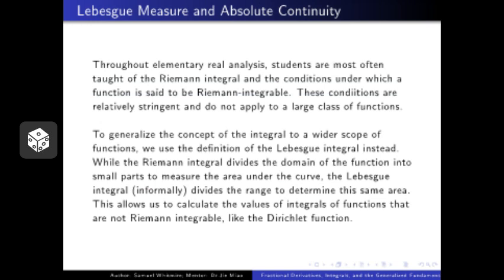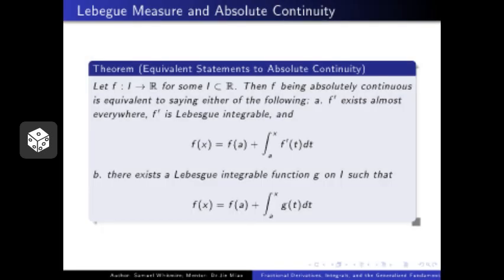Section 2 involves Lebesgue measure and absolute continuity. Lebesgue measure is only used to extend our results to a wider scope of functions, because some functions that are not Riemann integrable are Lebesgue integrable. And on the other hand, absolute continuity, which is a type of continuity that is stronger than both uniform and standard continuity, is used primarily in proofs. And we don't have the proofs in this presentation, so we probably will not be seeing absolute continuity much again after this. But it's there for the background information.